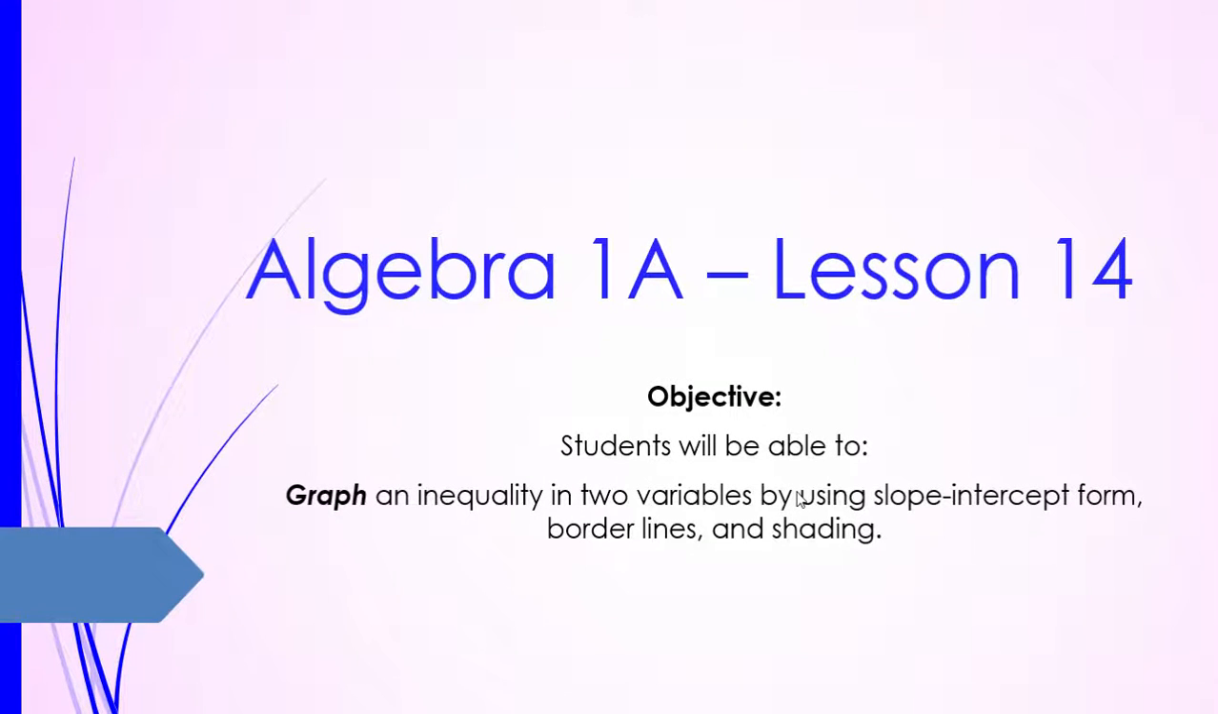Today we are going to go over Algebra 1A Lesson 14, and the objective for this lesson is so you will be able to graph an inequality in two variables by using slope-intercept form, borderlines, and shading.